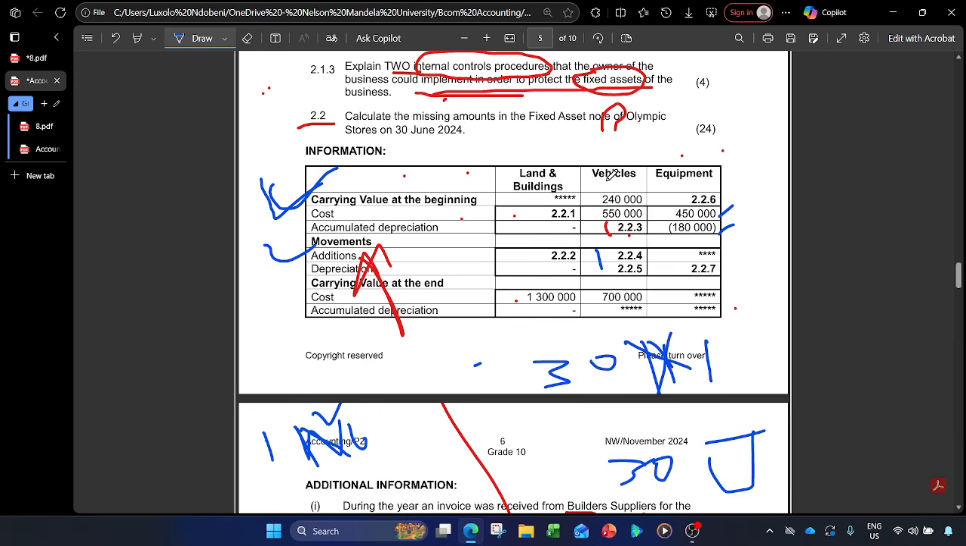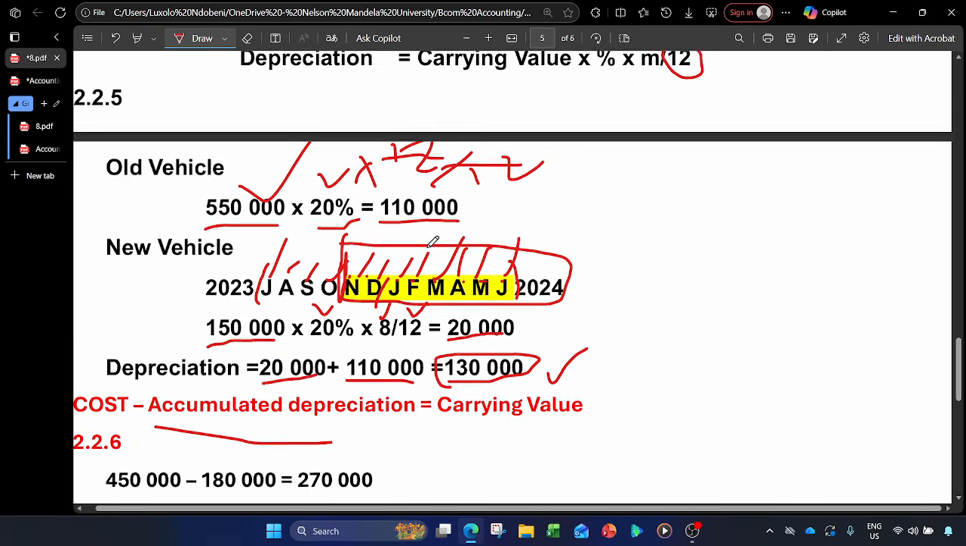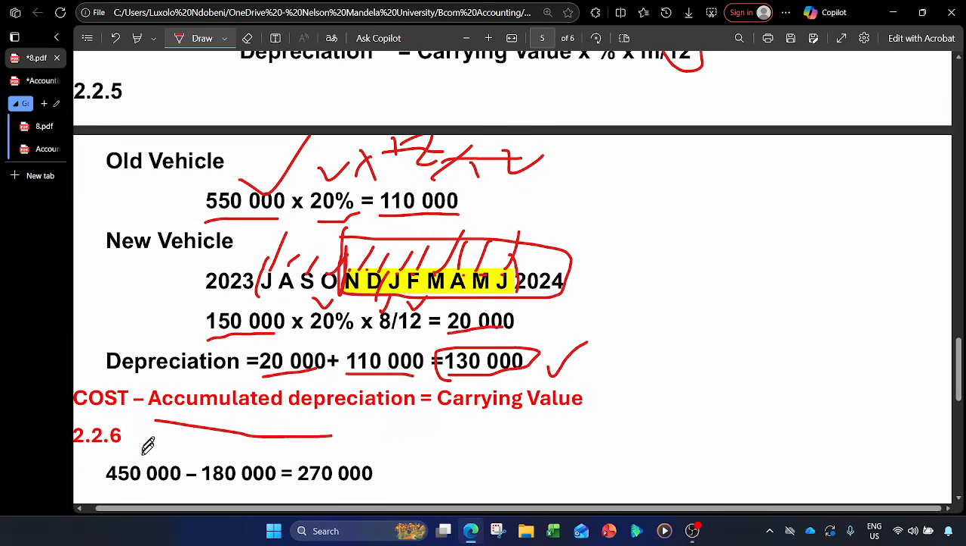You use your formula to get this. So you will say cost, which is 450,000, minus accumulated depreciation, which is 180,000. Then you will get your carrying value. Then let's see how much the carrying value is. I think a quick student already got it. 450,000 minus 180 is 270,000.